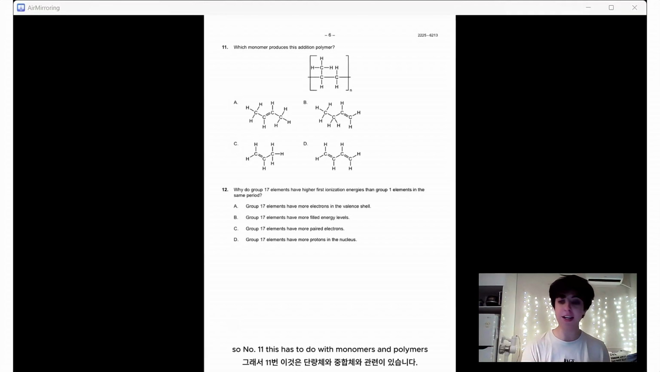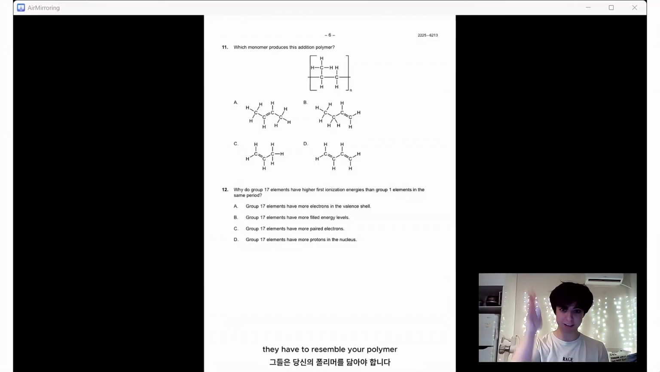Anyway, so number 11, this has to do with monomers and polymers, which for some reason students struggle with. And so these questions are super easy if you know how to approach them. It says, which monomer produces this addition polymer? Normally you should remember that, for SL and HL, you only know one kind of addition polymer, and that's going from alkene to alkane. And so your monomer should have an alkene. If you forget this, all your options have alkanes. Crazy, right? And so your options have to resemble your polymer, right?